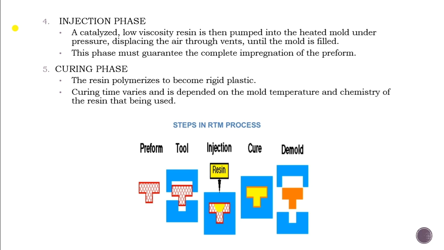The curing phase is the last step of this resin transfer molding process. The resin will be allowed to polymerize to become a rigid plastic, but the curing time varies and is dependent on the mold temperature and the chemistry of the resin being used. So below is the illustration for the steps in the resin transfer molding process.